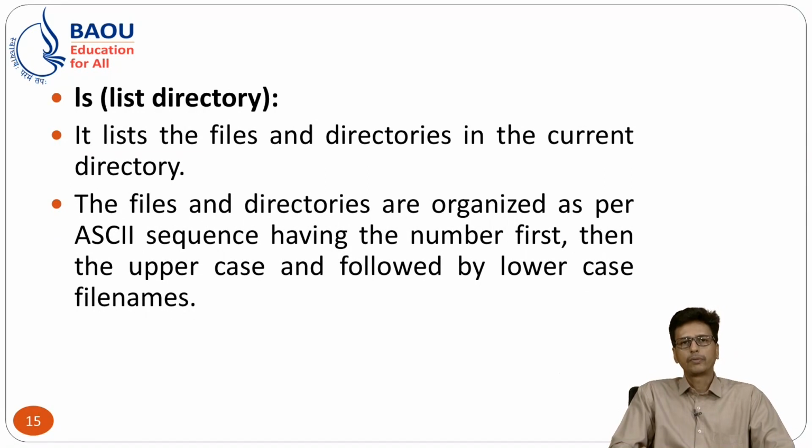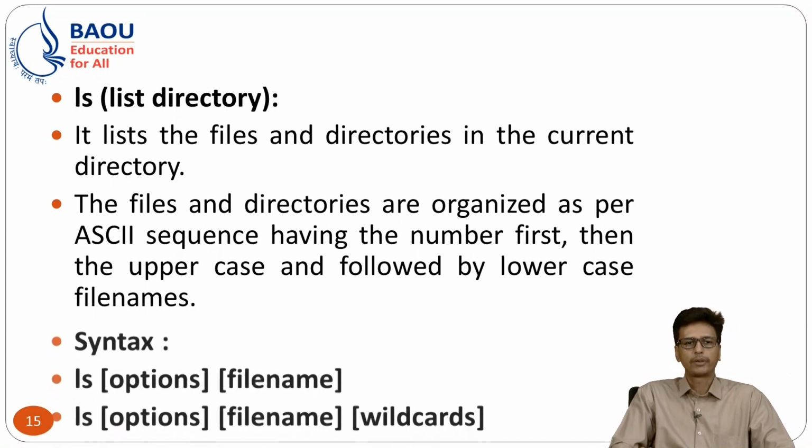Now the files or directories are listed in a specific sequence, and that sequence is nothing but the ASCII collating sequence. So names that start with digits are displayed first, then capital letters, then small letters. This is the hierarchy in which the names will be displayed whenever you use the ls command, right?